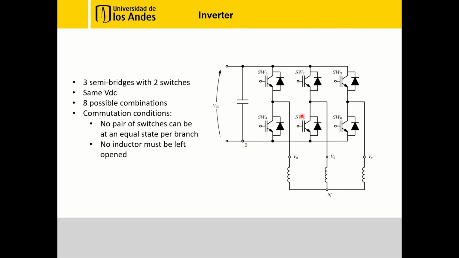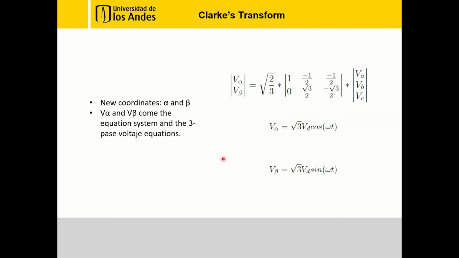Taking a look at the circuit, it can be determined that there are 8 possible combinations with regards to its operation. These are dictated by a very important condition, which is no pair of switches on the same branch can be at an equal state. What I mean by this is that if this switch is closed, for example, this bottom one must be open so that there is no short in this part of the circuit. With these conditions, there is also one that prevents a branch from having 2 switches open. This is to avoid having any of these inductors open.